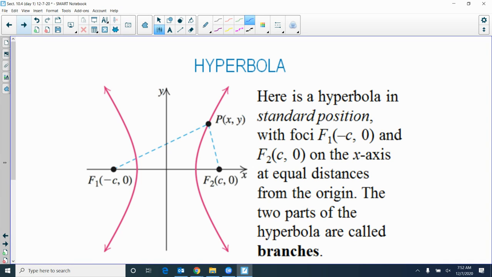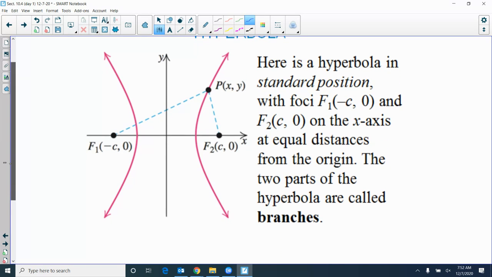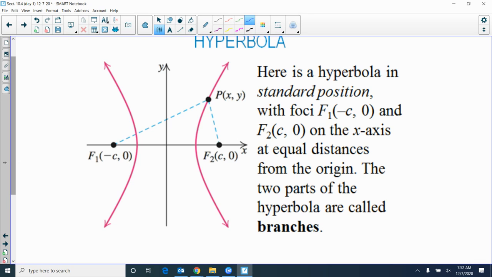All right, here is basically a hyperbola. It has two what we call branches, okay? And this isn't on your guided notes yet. In this case, the red pieces are your branches. Your foci are on the inside of the branches, and they'll either open left and right, or they'll open up or down.